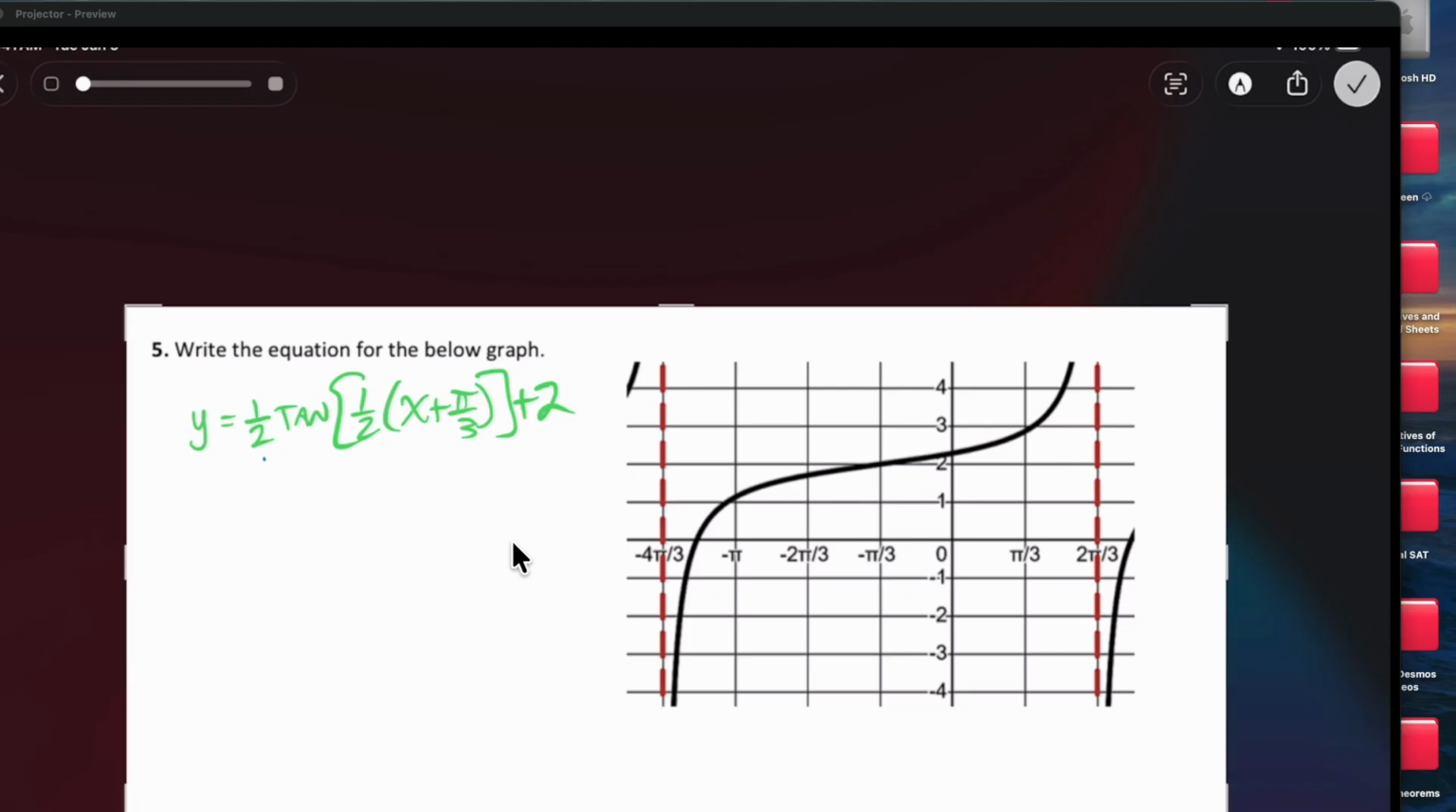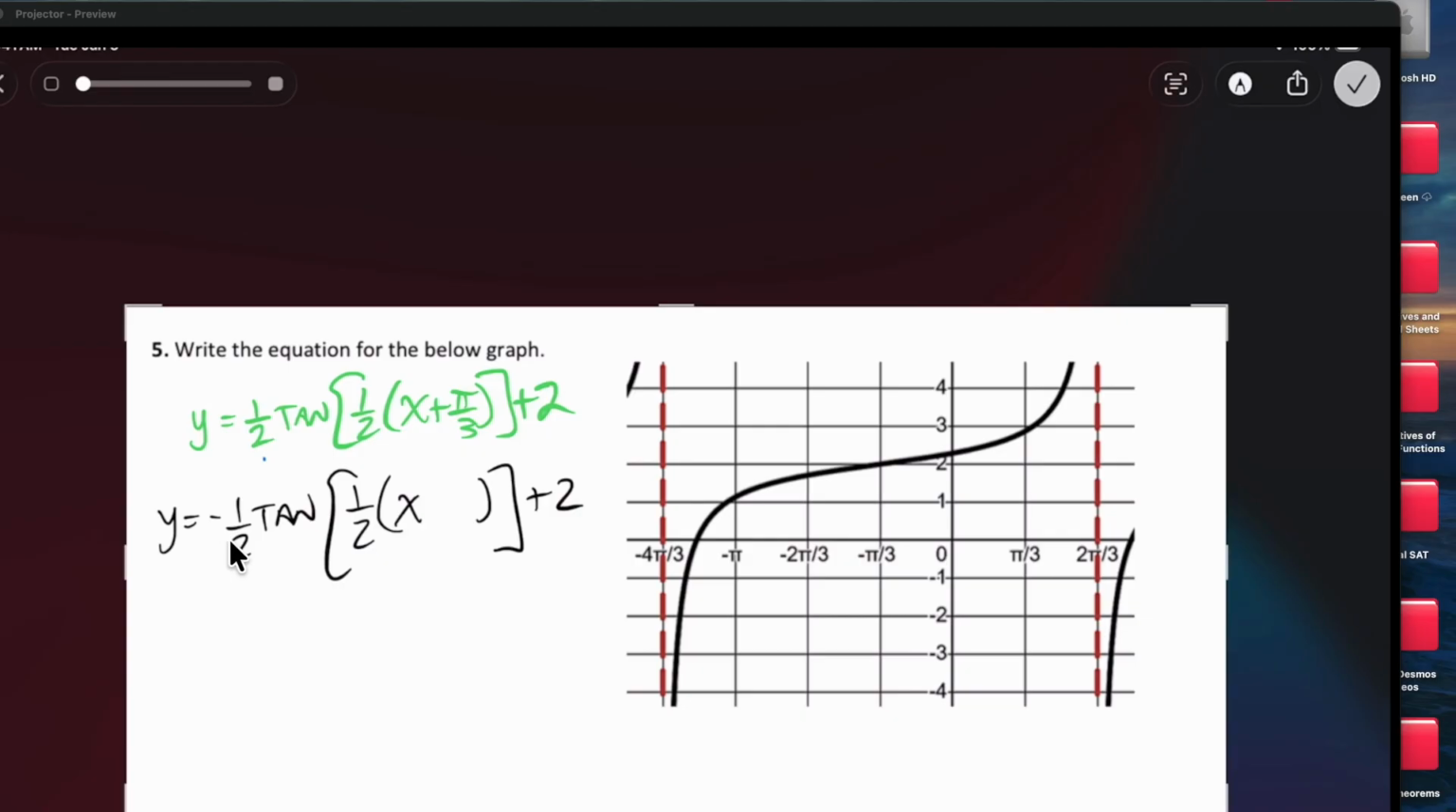Next, let's explore how to write this graph as a cotangent graph. Remember, the first thing we do with a cotangent graph is add a negative. That flips this from an ascending or increasing function to a decreasing function. And folks, everything else is going to stay the same except for the phase shift. The phase shift, the focus is now going to switch to the first vertical asymptote. Everything else stays the same.